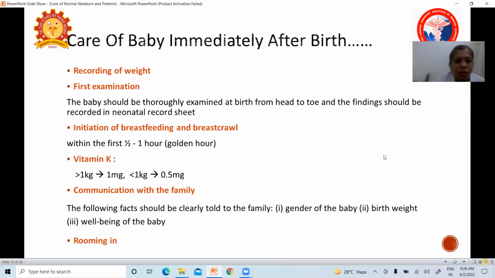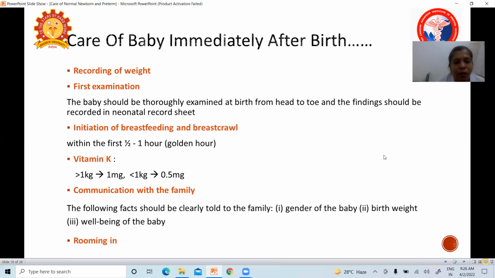Breastfeeding and breast crawling should be ideally initiated within the first hour of life. That is the golden hour of life. In this time, baby will be maximum active. So baby can start sucking in the first hour of life. So this is the golden hour to start the breastfeeding.